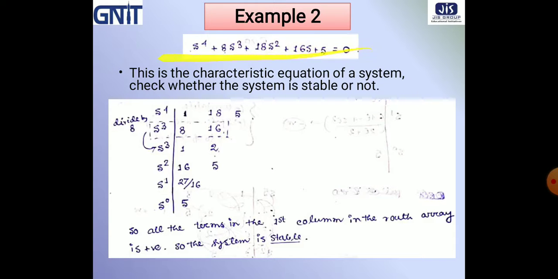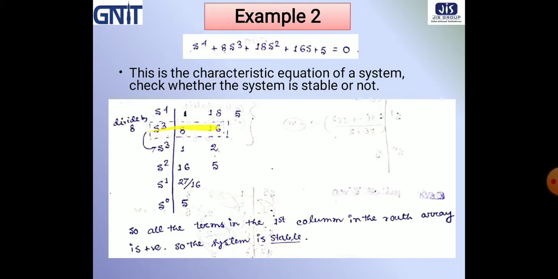Here one characteristics equation is given: s to the power 4 plus 8s cube plus 18s square plus 16s plus 5. Let us check whether the system is stable or not. Just write down the Routh array. The highest power of s is s to the power 4, so the row of s to the power 4 is 1, 18 and 5, the coefficients of s to the power 4, s square and s to the power 0. The coefficient of s cube is 8 and of s to the power 1 is 16.